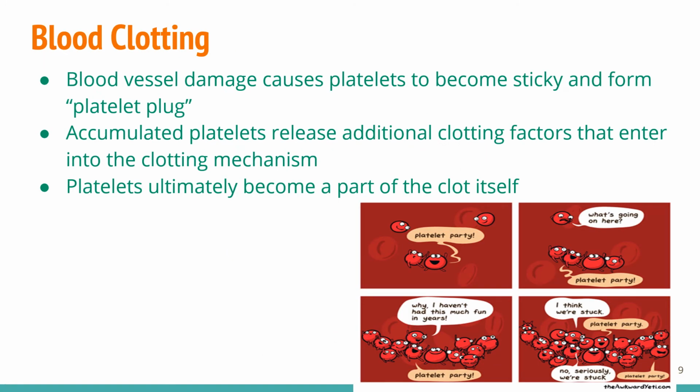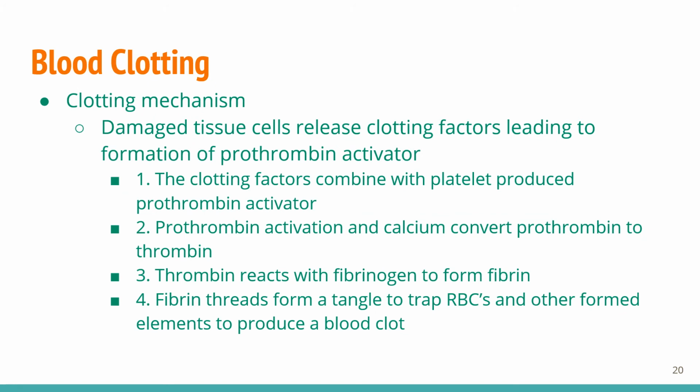All right, so blood clotting. So this is kind of talking about really how this process happens. So if there's damage then to the blood vessels, it causes the platelets then to form a platelet plug. The platelets get sticky and they start to form a little plug. So then as the platelets continue to accumulate, they release an additional clotting factor that kind of enters this clotting mechanism. So basically the platelets just kind of start becoming a part of the clot themselves. It just kind of like cascades basically. So there's a little mechanism.